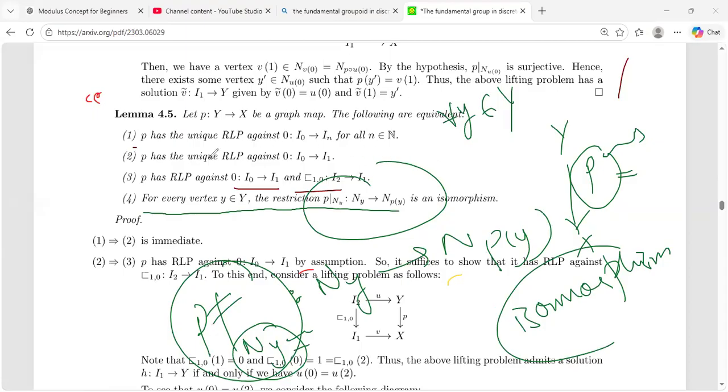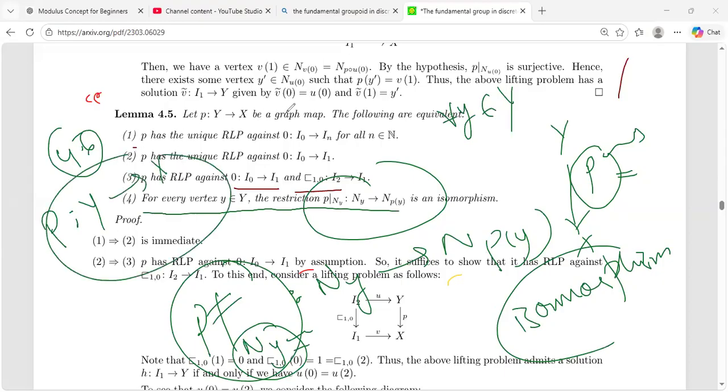According to definition 4.6, a graph map P from Y to X is a local isomorphism if any of the following conditions holds: P has the right lifting property against this map, against these maps together, or, for all y, the restriction map is an isomorphism. So we can say P is a local isomorphism.